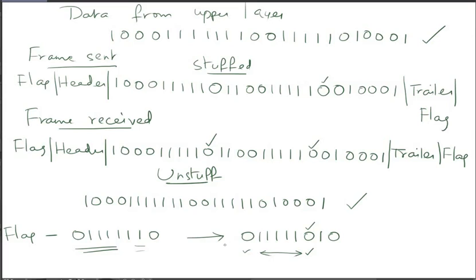So this is the process which takes place in this second method of variable size framing, which is the bit oriented protocol, or what we call the bit stuffing method.